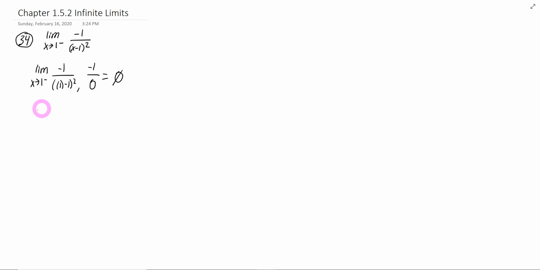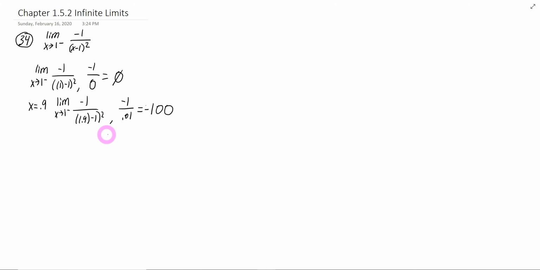So to start off with, we're going to try x equals 0.9 because it's slightly less than 1. So what we have here is the limit as x goes to 1 from the left of negative 1 all over 0.9 in parentheses minus 1 squared. If we do this, we get a result of negative 1 over 0.01. So this in turn simplifies down to negative 100. Alright, so this is our first data point that we've completed.